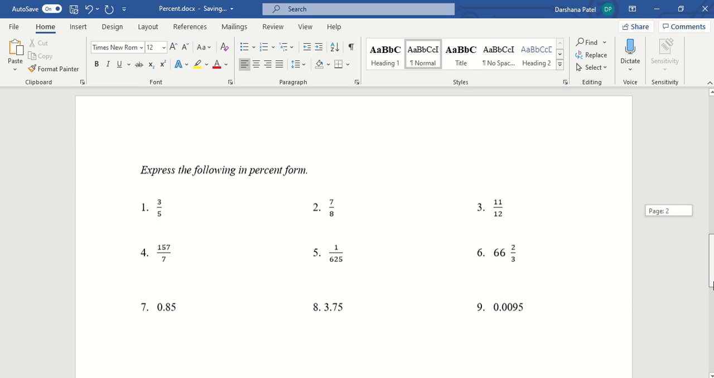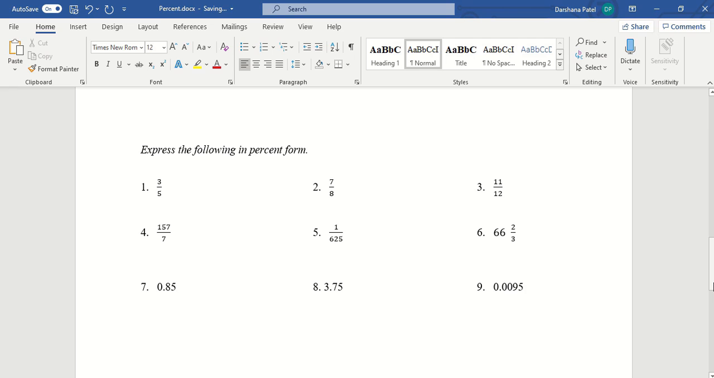What if we are given a fraction or decimal and we want to convert into percent? Converting into percent will be multiplying by 100. So 3 over 5 times 100. Basically again you can do it manually or you can use your calculator to do it for you, which will give us 60. 7 over 8 times 100, again same thing.